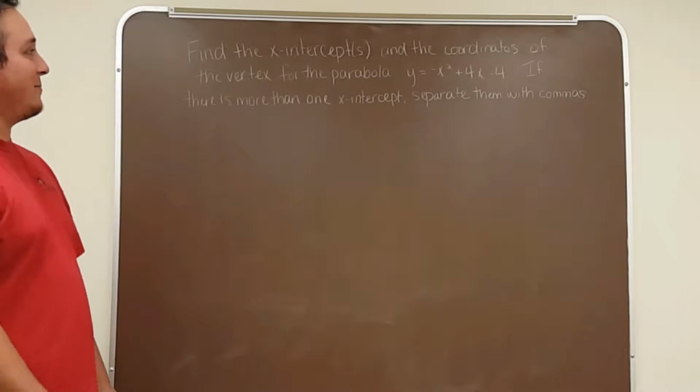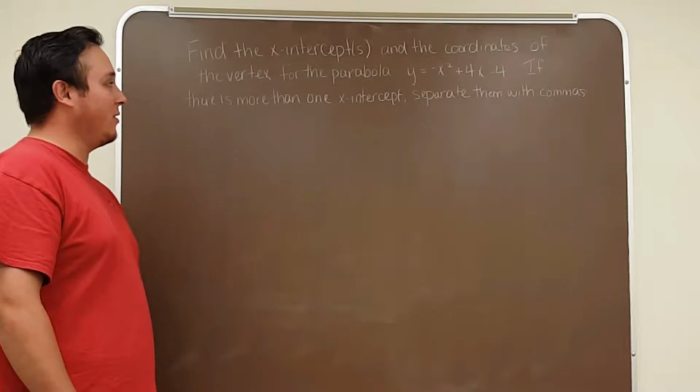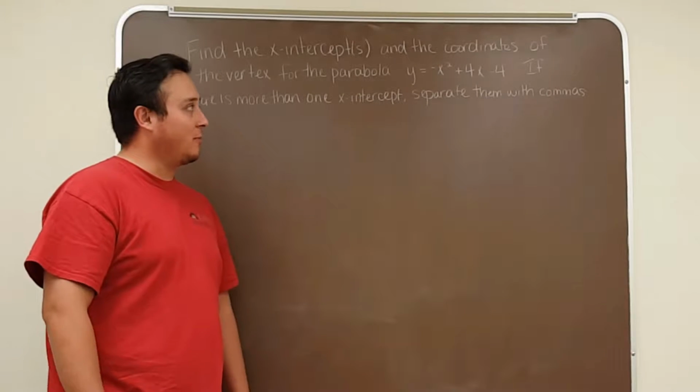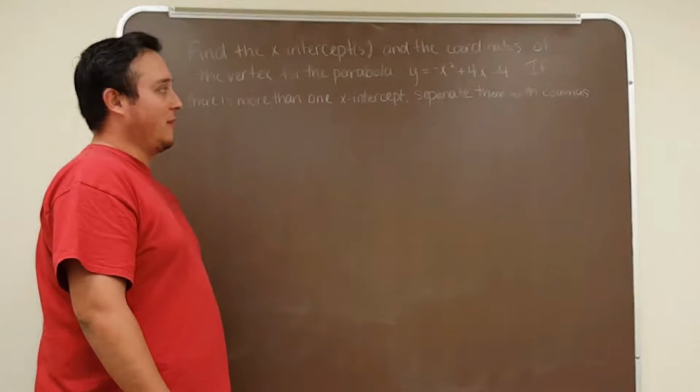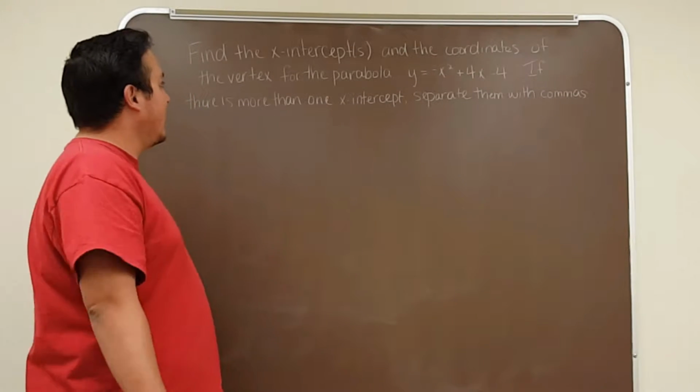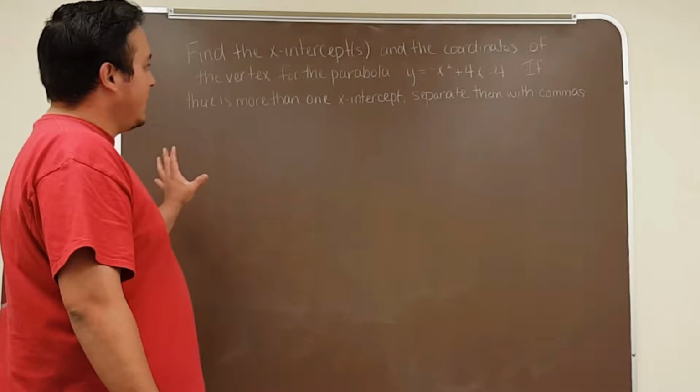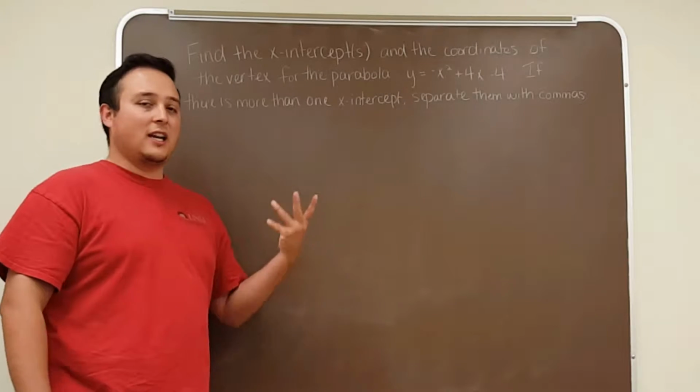Find the x-intercepts and the coordinates of the vertex for the parabola y equals negative x squared plus 4x minus 4. If there's more than one x-intercept, separate them with commas. So anyway, to find the x-intercepts and vertex, you can do it in any order that you like.